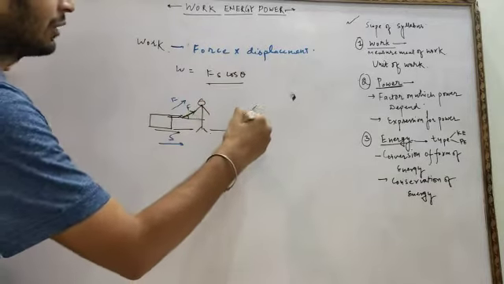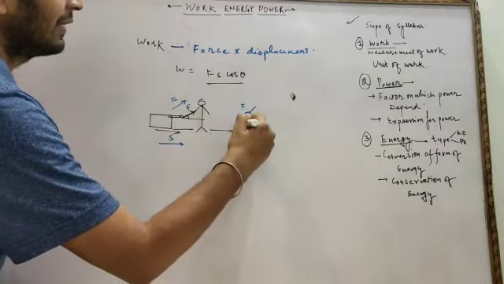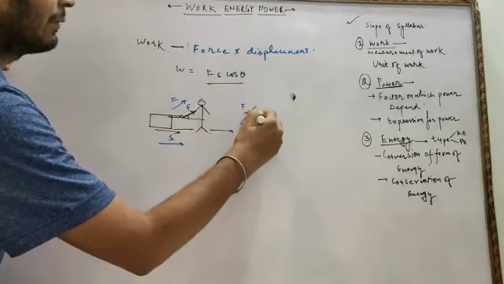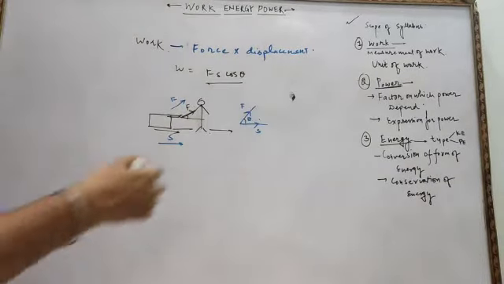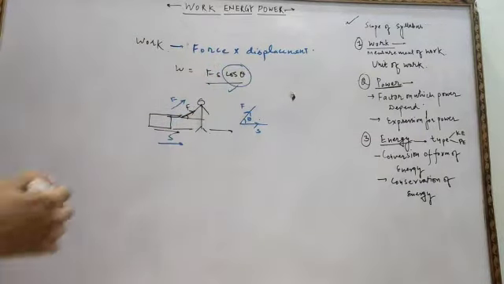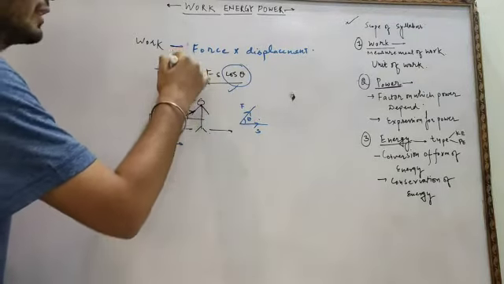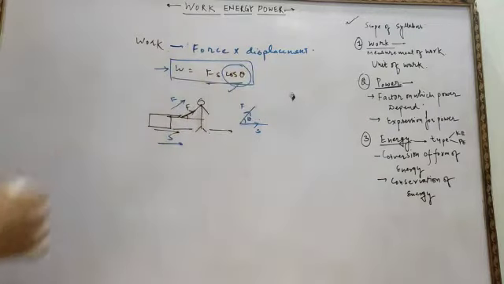If we take this component, suppose this is the force applied and the trolley bag is moving in this direction, this is the displacement. What is the angle between this force and displacement? That angle is determined with cos theta, and that will give you the value of work done. So work done is equal to Fs cos theta.